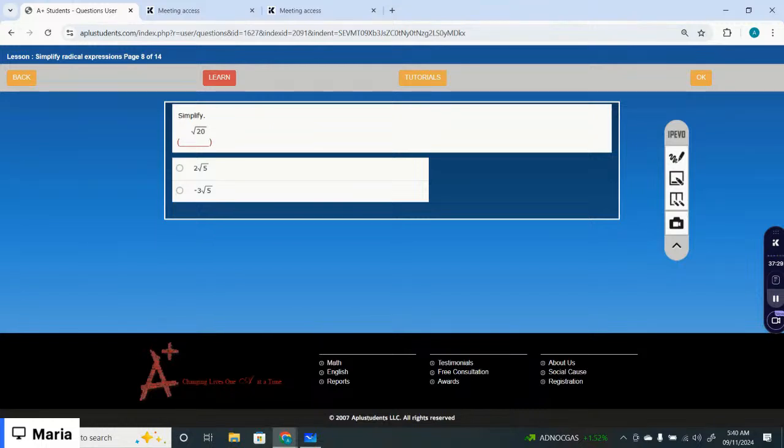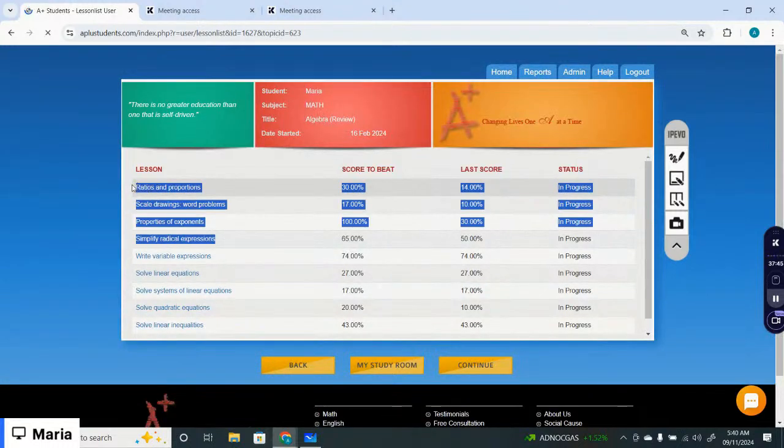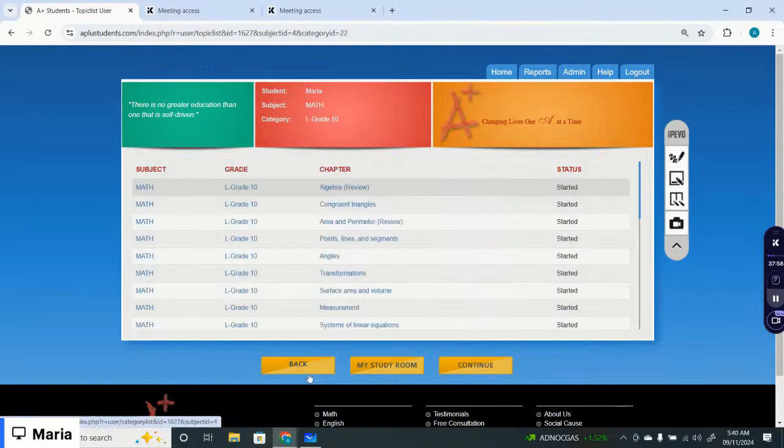So we were working on grade 10 math. The chapter we were working on is algebra. The lessons we have covered today are ratios and proportions, scale drawings, word problems, properties of exponents, and simplify radical expressions. So please make sure before the next session you complete all the practice questions for the lessons we just did. That is your homework until the next session.